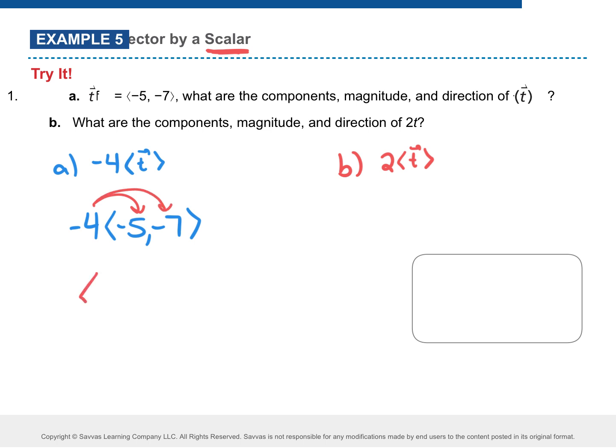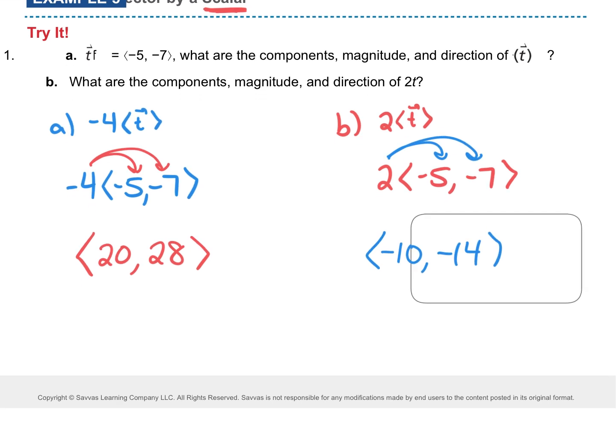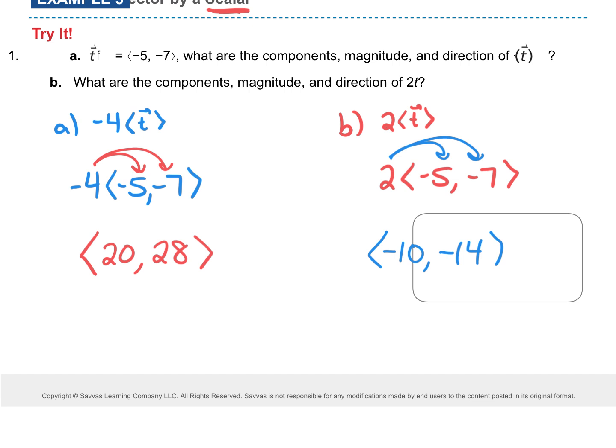Okay, so this is going to give me negative 4 times negative 5? 20. Negative 4 times negative 7? 28. Okay. Is B any different? No, except we're just multiplying it by 2. Okay, so 2 times negative 5? Negative 10. 2 times negative 7? Negative 14.